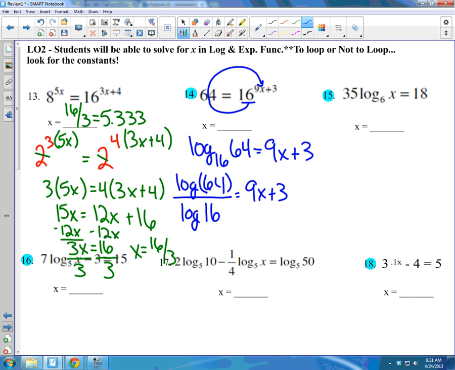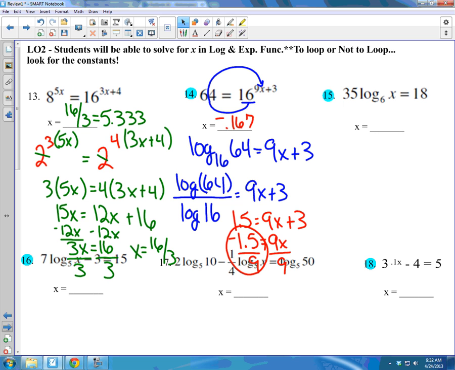When I'm done, that log 16 of 64, however you figure it out, is worth 1.5. That's with the 9x plus 3. Now I'm going to work to get the x by itself. So first I'm going to subtract 3. That turns 1.5 into negative 1.5. And my last step is I'm going to divide by 9. So for this one, I actually am just going to put the decimal version. So negative 0.167. That's what the negative 1.5 is divided by 9.